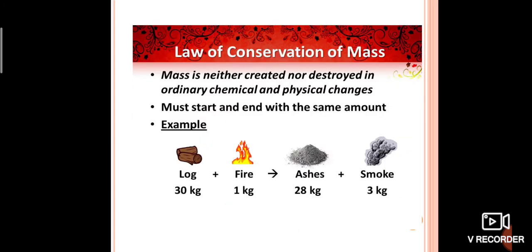Now let us move to the law of conservation of mass. This law states that mass is neither created nor destroyed. It must start with the same amount and also end with the same amount. For example, we are going to burn wood of 30 kg with fire of 1 kg. This leads to ashes and smoke of masses 28 kg and 3 kg respectively.